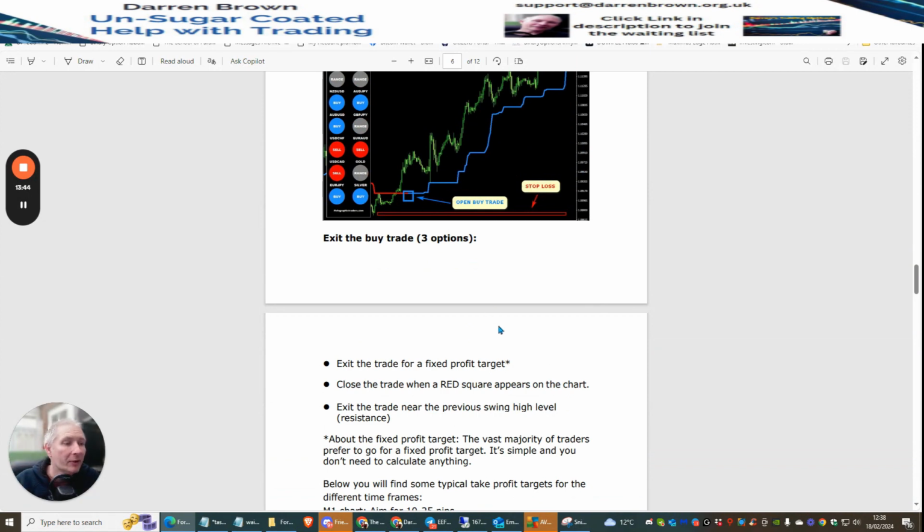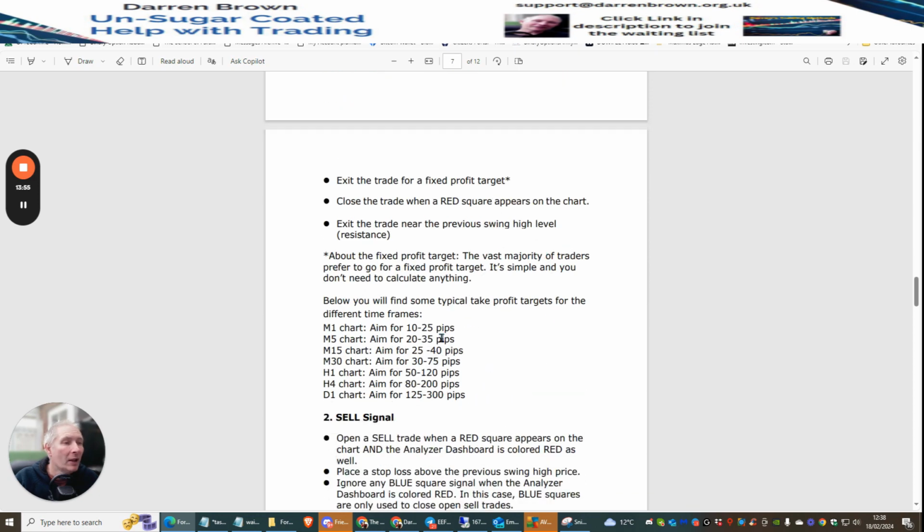Exit the buy trade. There are 3 options. Exit the trade for a fixed profit target. Close the trade when a red square appears on the chart. Exit the trade near the previous swing high level resistance. About the fixed profit target: the vast majority of traders prefer to go for a fixed profit target.